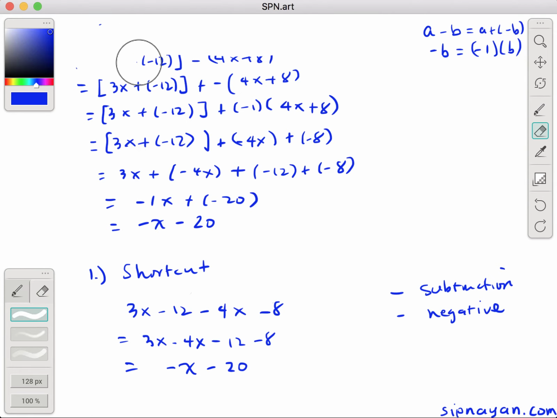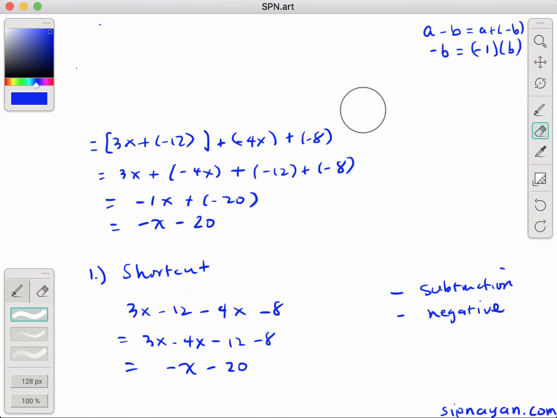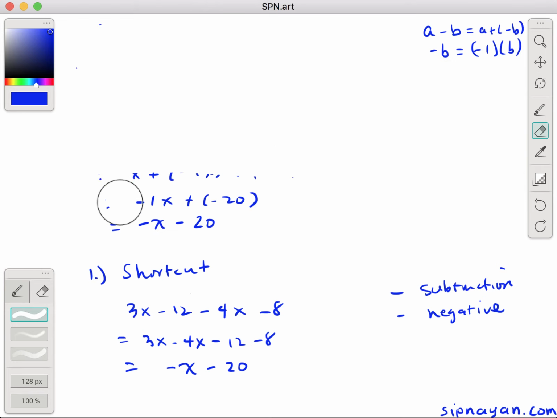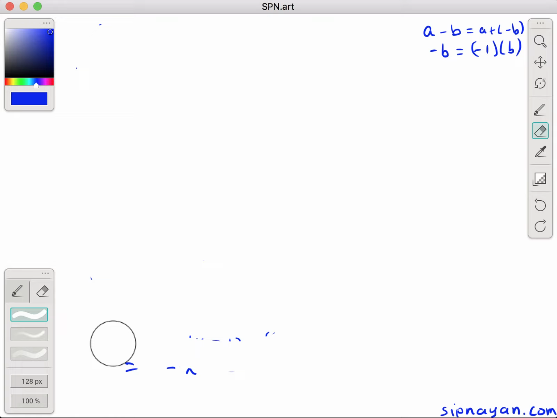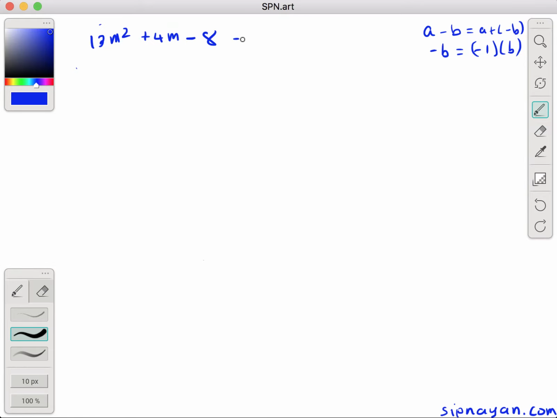using this property. The two properties shown at the top right of your window. Okay, so let's have another example. 13m squared plus 4m minus 8, and then minus 2m squared minus 3m plus 6. No?